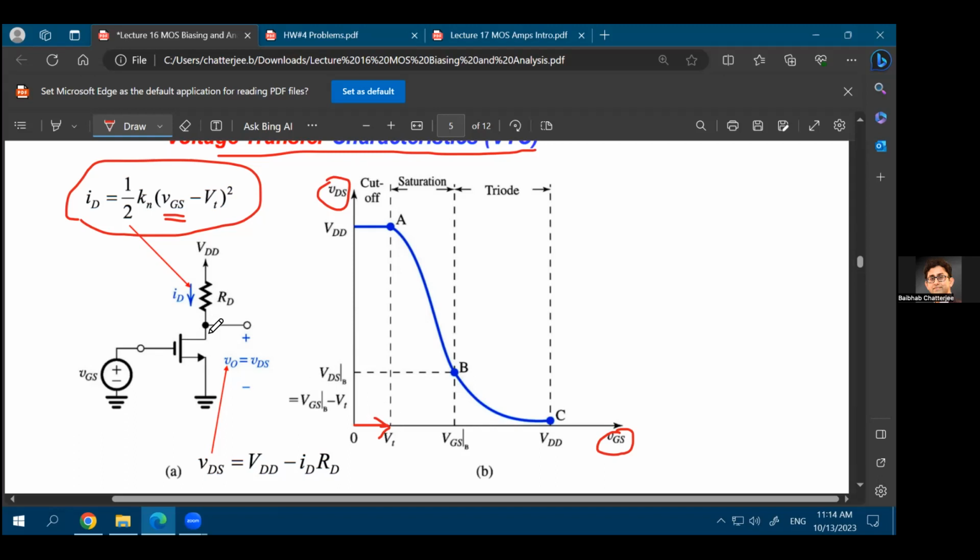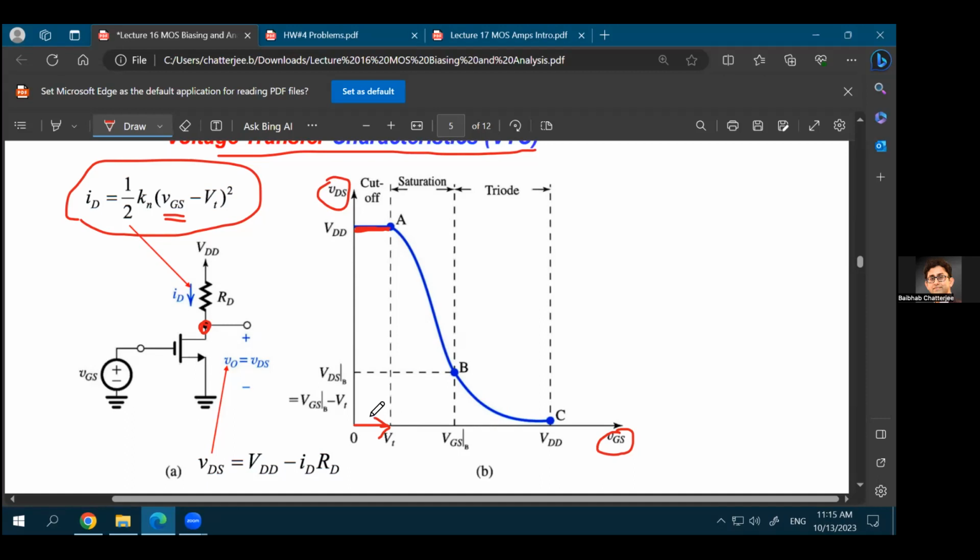If there is no current flow through this device, what would be the voltage at the drain terminal? There is no current flow through the resistance or through the device. So what would be the voltage at the drain terminal? It will be equal to VDD. So that's why you see that in this region, the output voltage is equal to VDD. Correct? The entire voltage drop is happening across the device because the device is off, and that's why the drain voltage is equal to VDD, or drain to source voltage is equal to VDD.